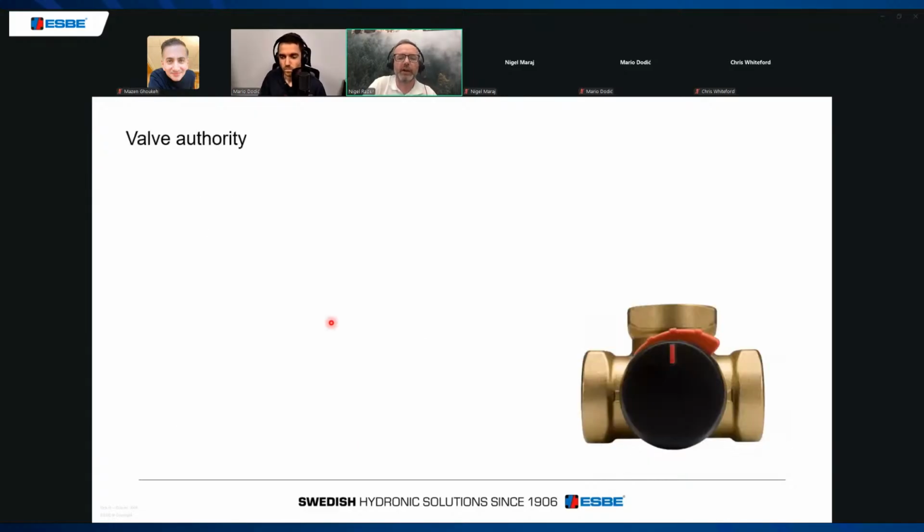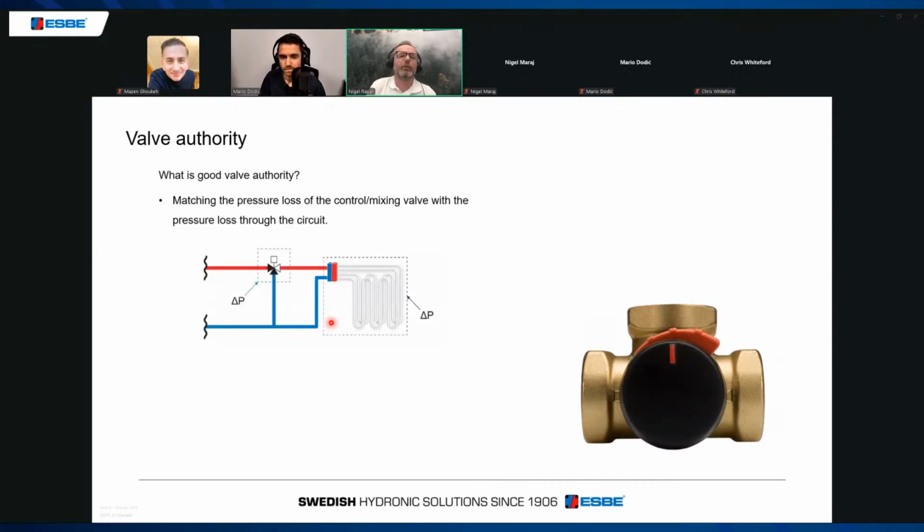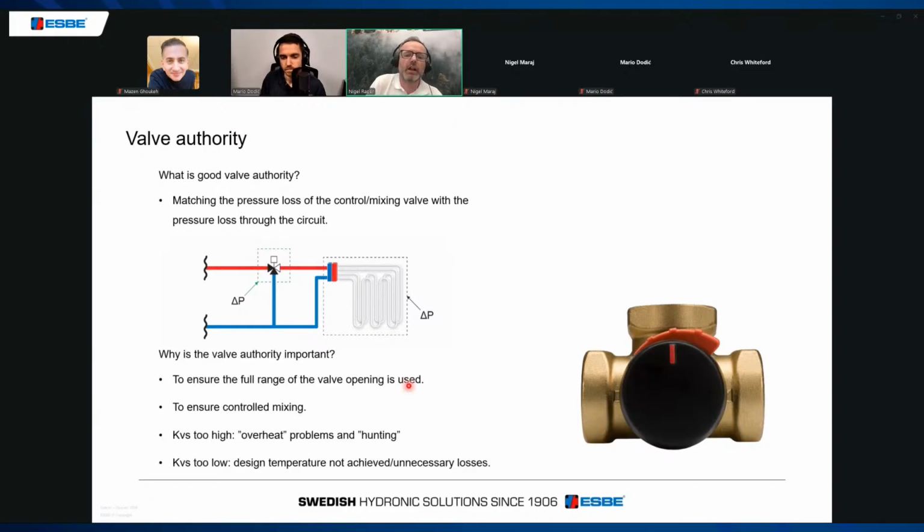I'll talk a bit about valve authority. Here comes the science of it. What's good valve authority? So this is a circuit here. We've got the mixing valve, and we've got the underfloor heating circuit. So good valve authority, textbook good valve authority, is to match the pressure loss through this valve with the pressure loss through the underfloor heating circuit. Why do we need to do that? So this ensures that the full stroke, the full rotation of the valve will be used.